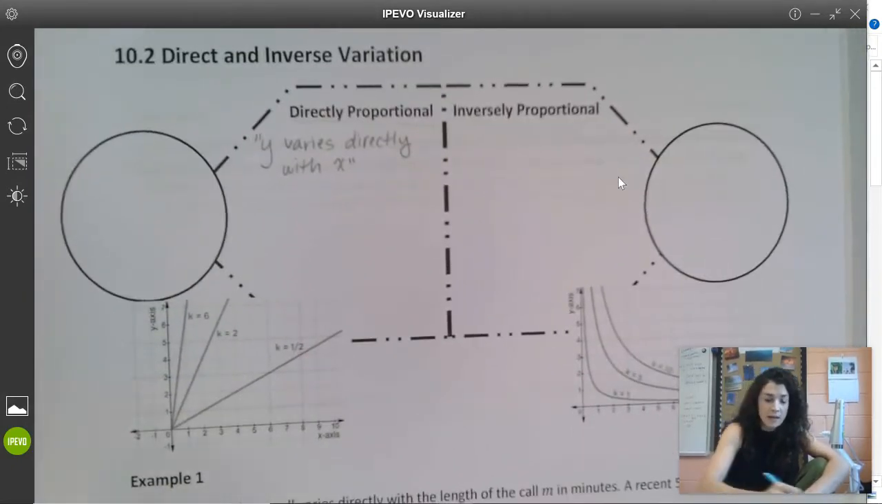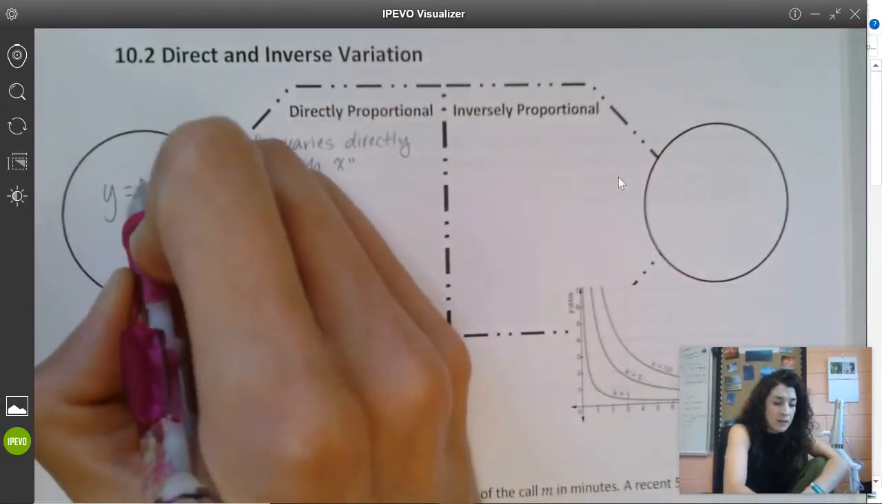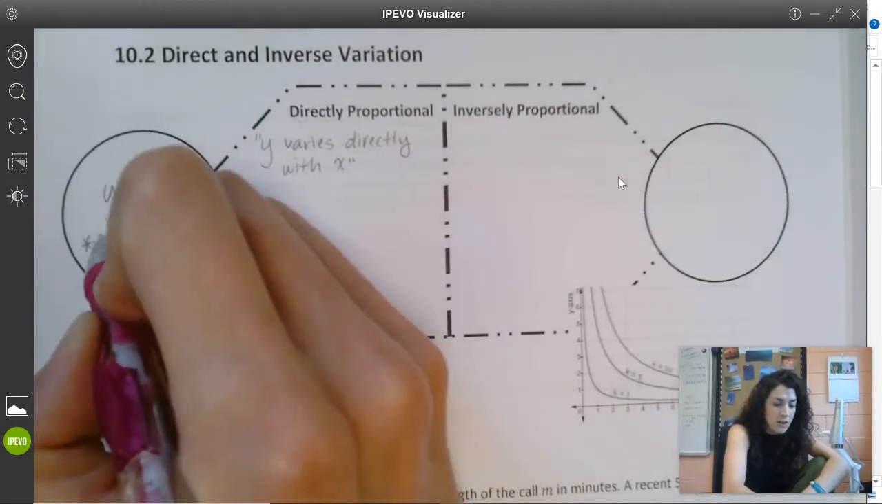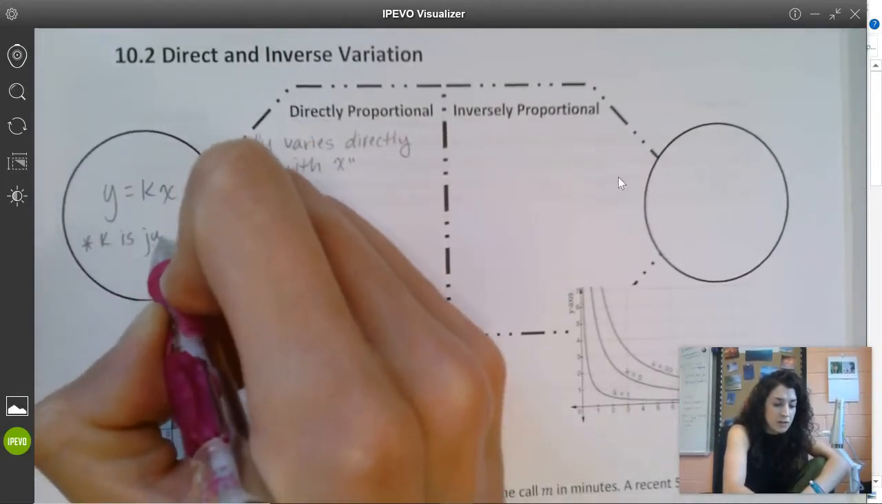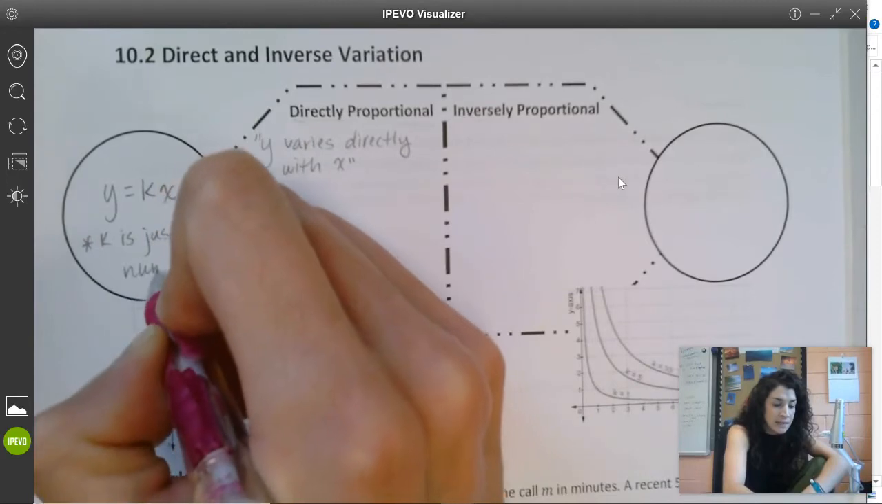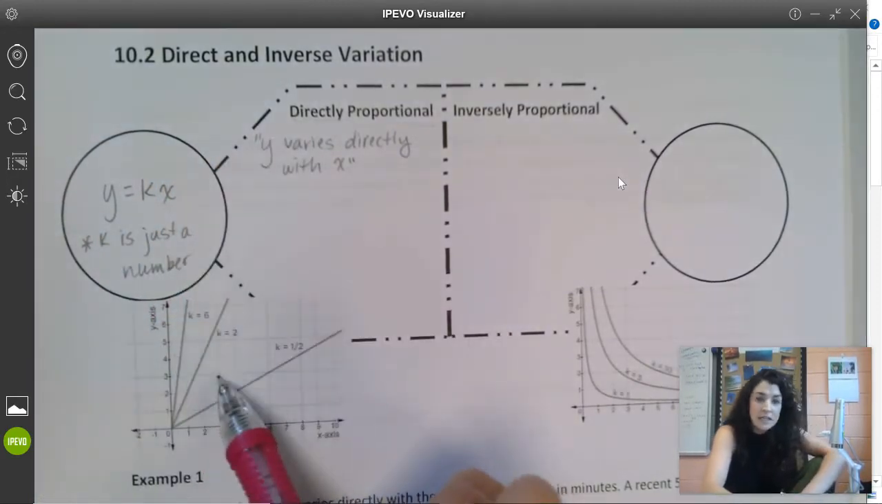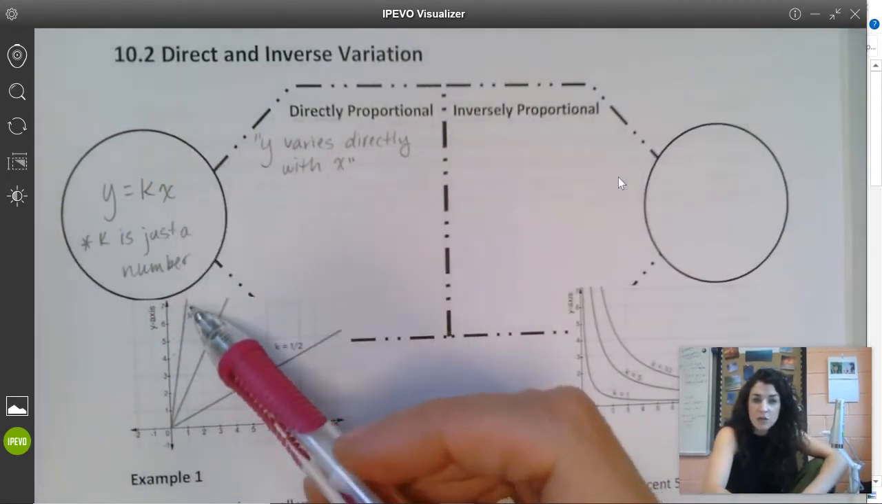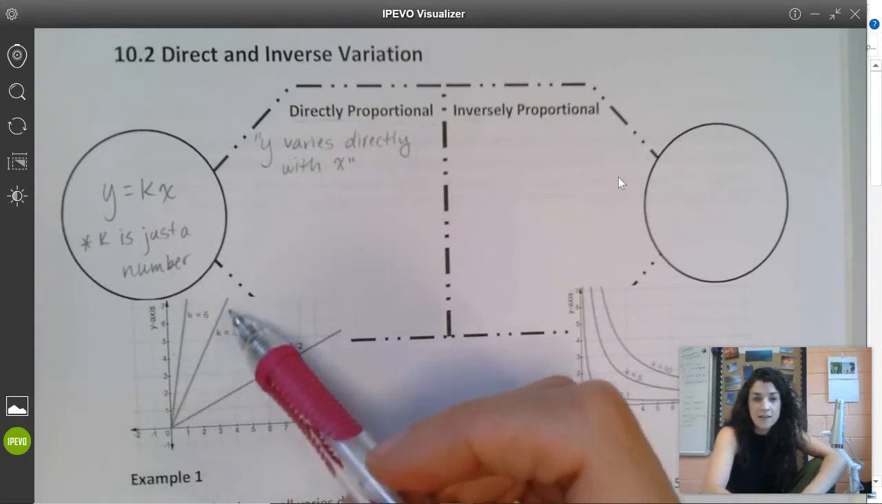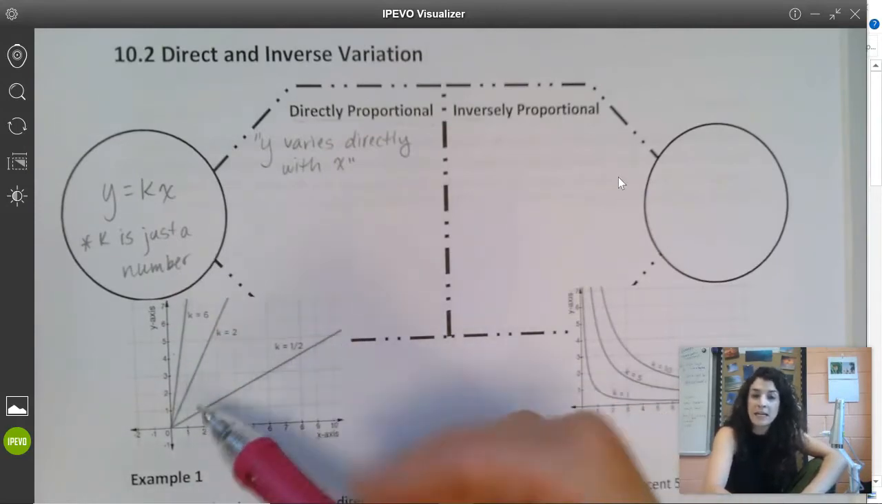Now, the format here for directly proportional is y equals kx. And all this means is k is just a number. That's it. It is a linear relationship. So k is just a number. Here you can see this is when k is 6. This is when k is 2. This is when k is a half.